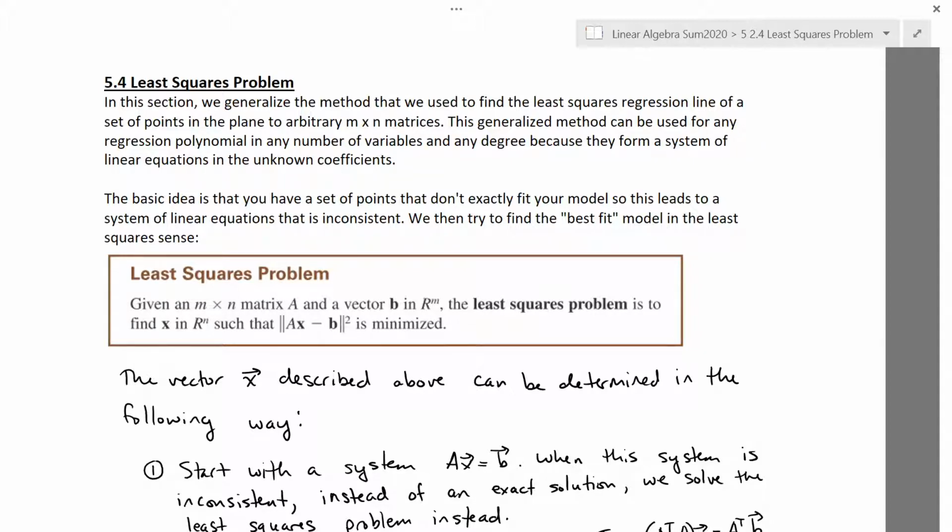So the basic idea is that you have a set of points that doesn't exactly fit your model. So this leads to a system of linear equations that's inconsistent. Okay, so the system of linear equations doesn't have an exact solution. So what we try to do is to find the best fit model in the least square sense. Right, so by least squares we mean that for the system Ax equals b, we try to minimize the squared length of Ax minus b.